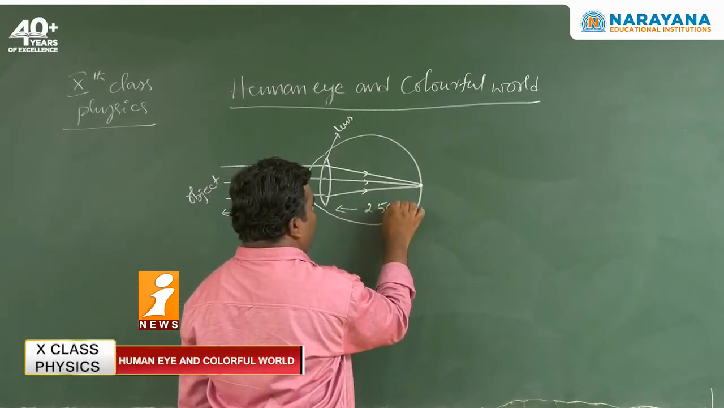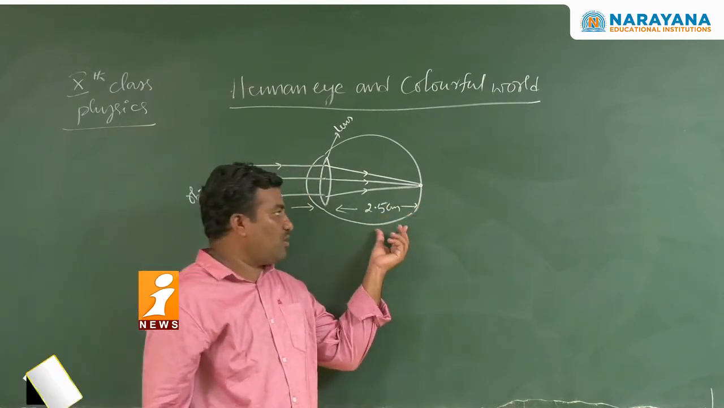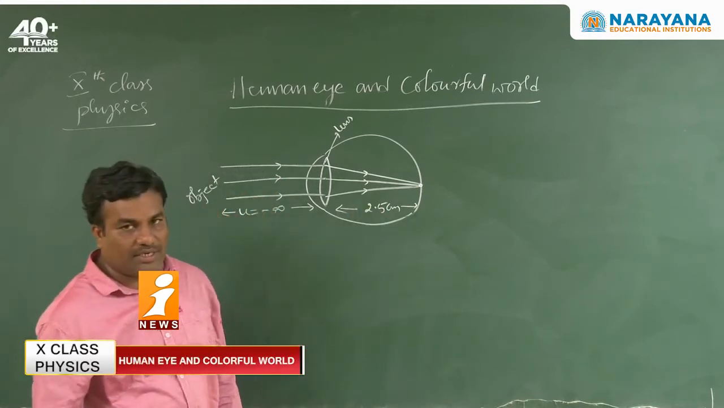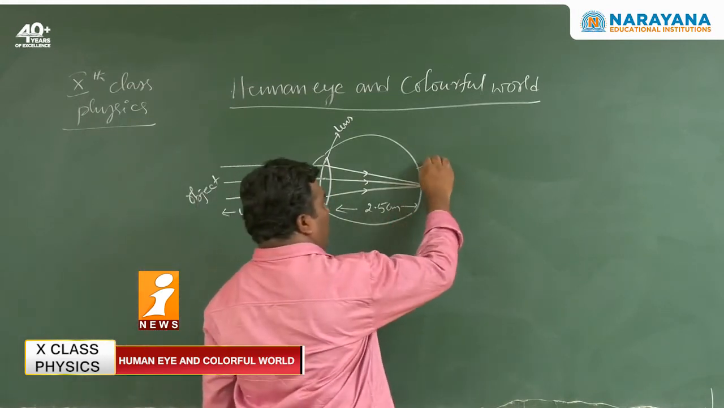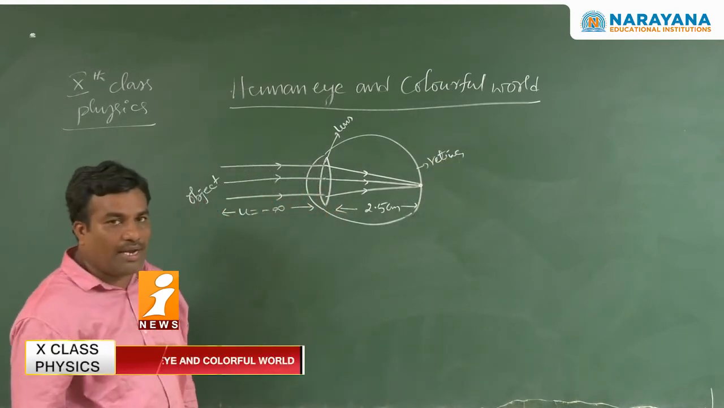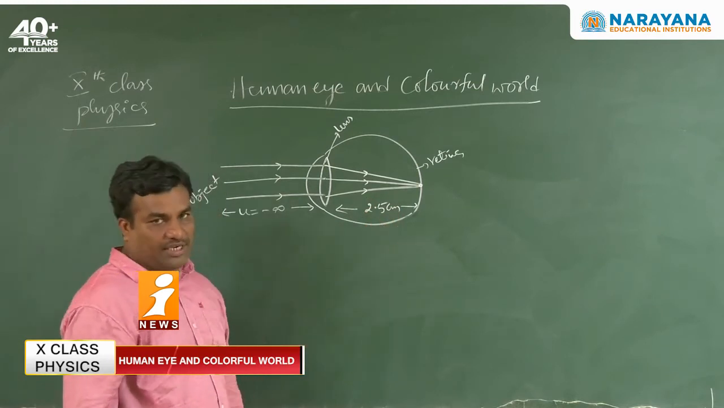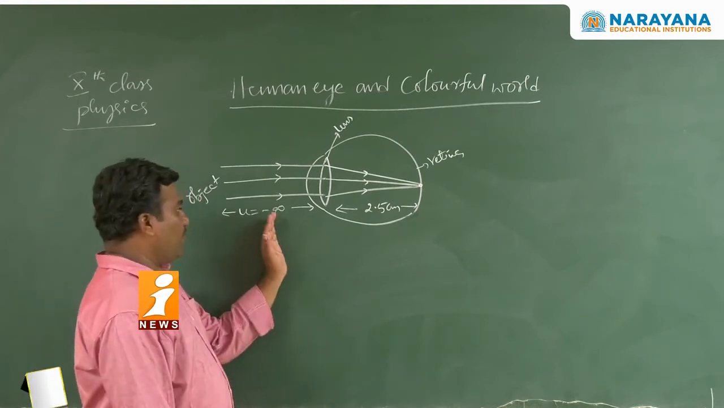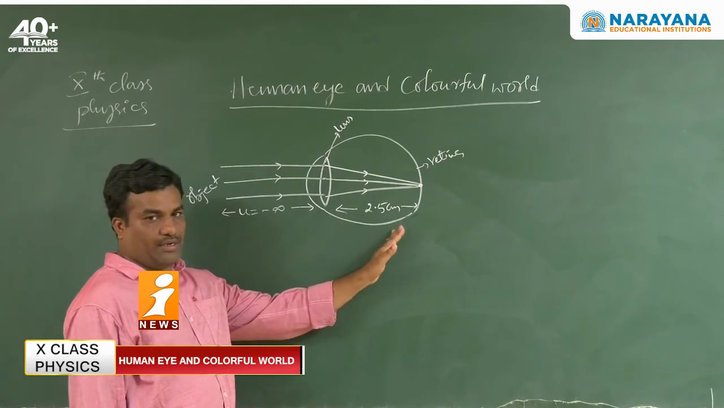Between the lens and the retina, 2.5 centimeter. What is the image distance? 2.5 centimeter. Distance between what? The eye lens to the retina. The distance between the eye lens and the retina is the image distance, which is fixed at 2.5 centimeter. Now we can find the focal length. Here it is clear: the object is at infinity distance and the image is formed on the retina.